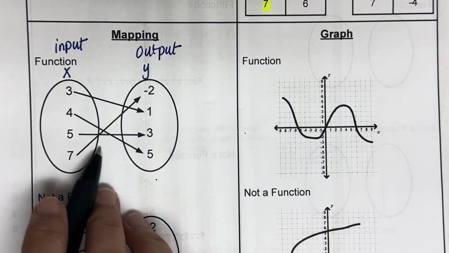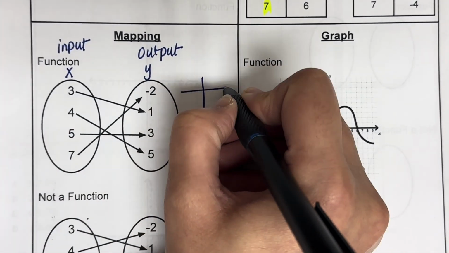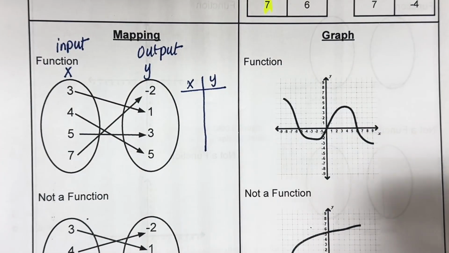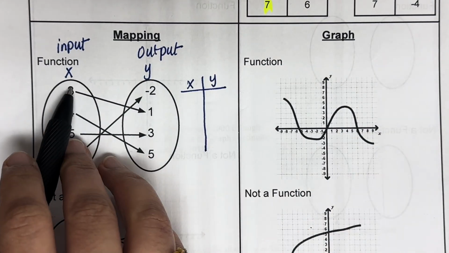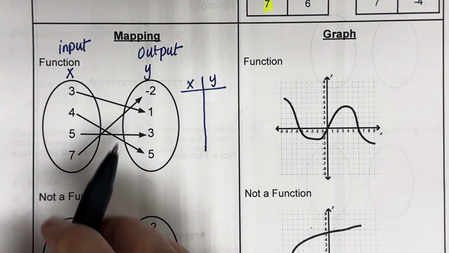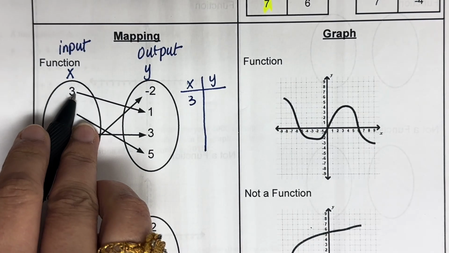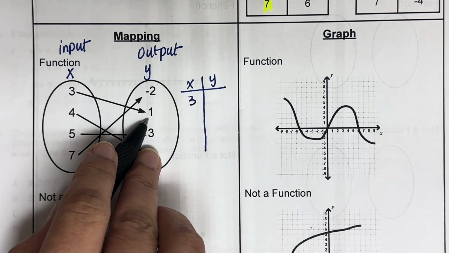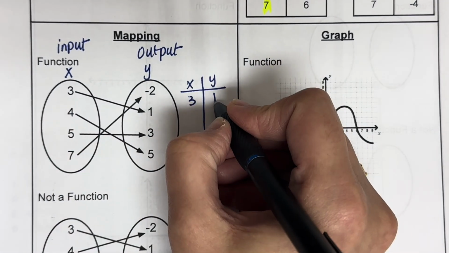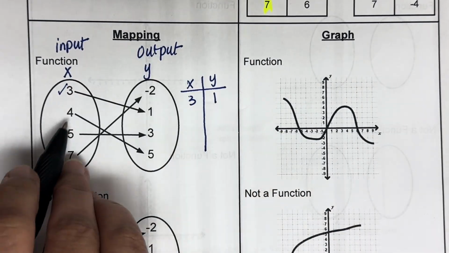Now, the first thing you're going to do whenever you have mapping, let's make a table so that we can see if it's easy or not. So I'm gonna write down the values of x and then where they are connected. So first value of x is 3. And if you look, when 3 is the input, x, y is 1. So y is 1. So I'm done with the 3.